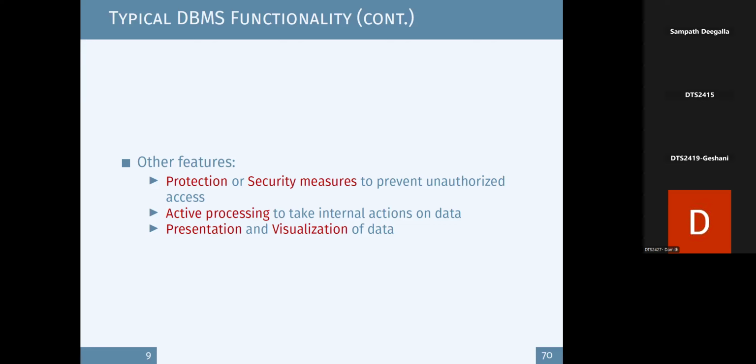Then you also have active processing, internal actions in the data, presentation, and visualization of the data. So these are other features available in a database management system. For example, one thing we are going to discuss in MongoDB: we are going to start by putting the server within our machine. That's one part we are going to do. Then we are going to discuss how the MongoDB server can be handled.